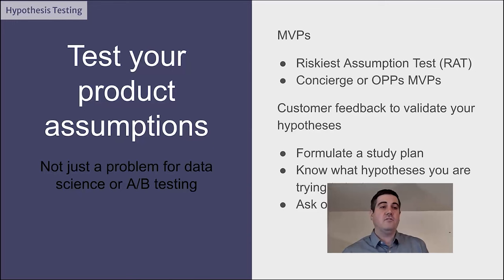Another similar approach is taking other people's products that already exist, wrapping those up, and then seeing if that works to test your market fit. That's known as an OPP, or other people's product MVP. But what you really want to do with all of this, when you test hypotheses, is make sure that you are using your customer feedback to validate your hypothesis.